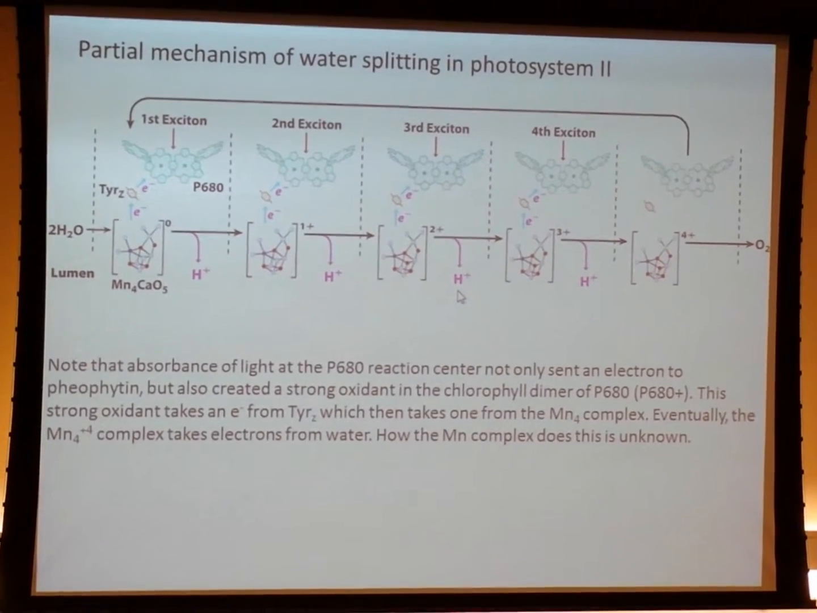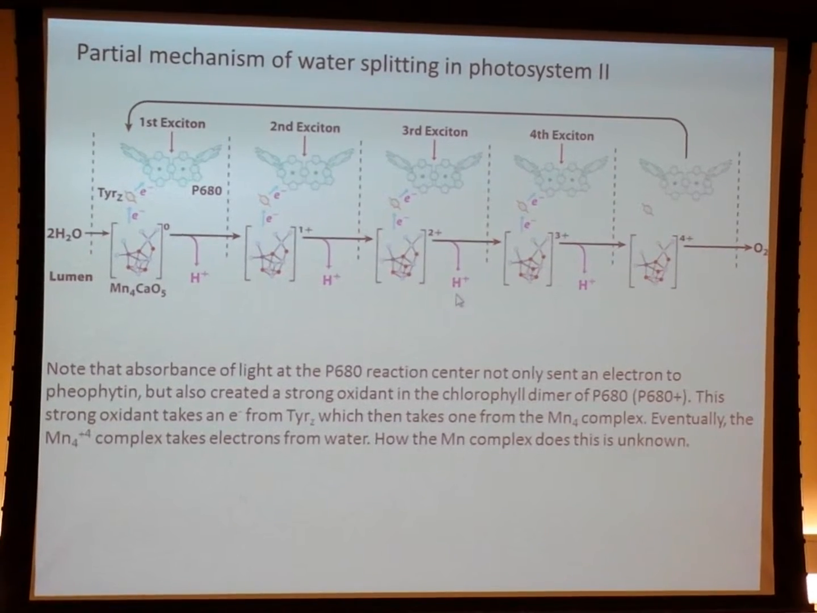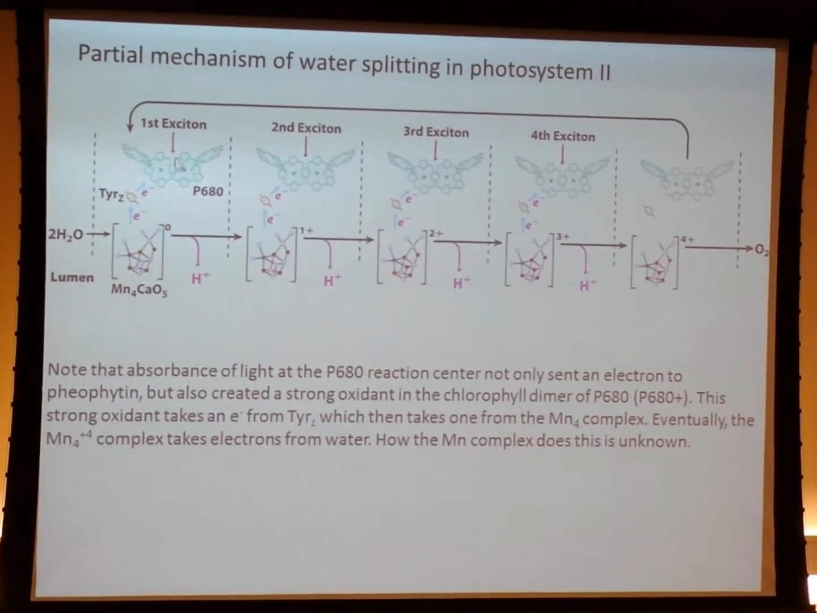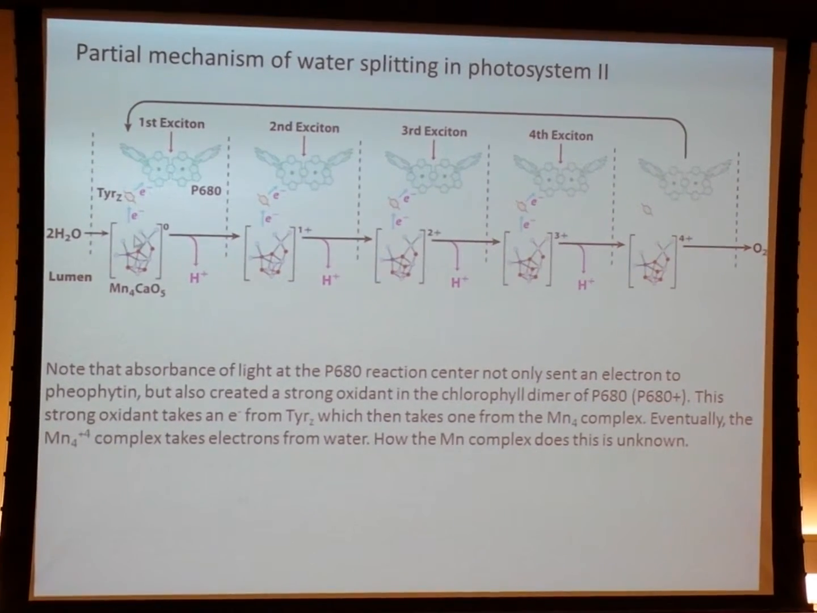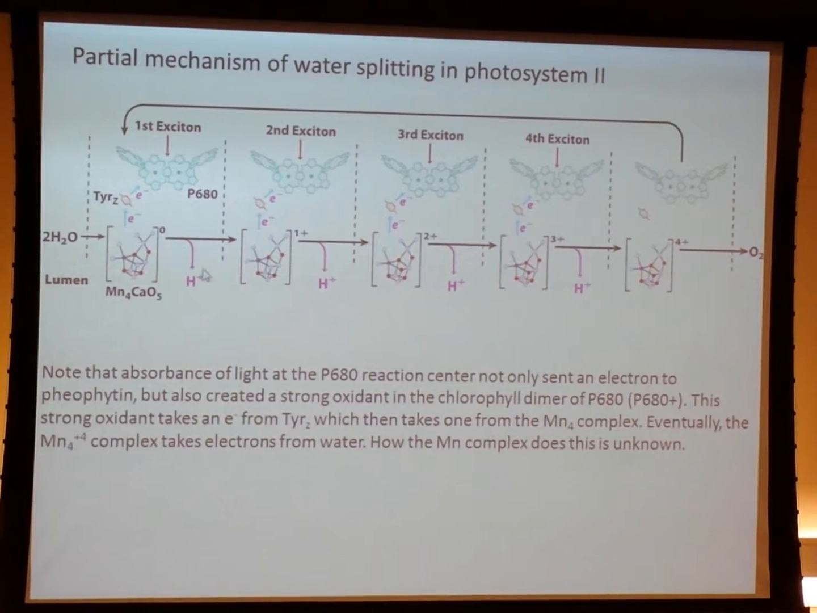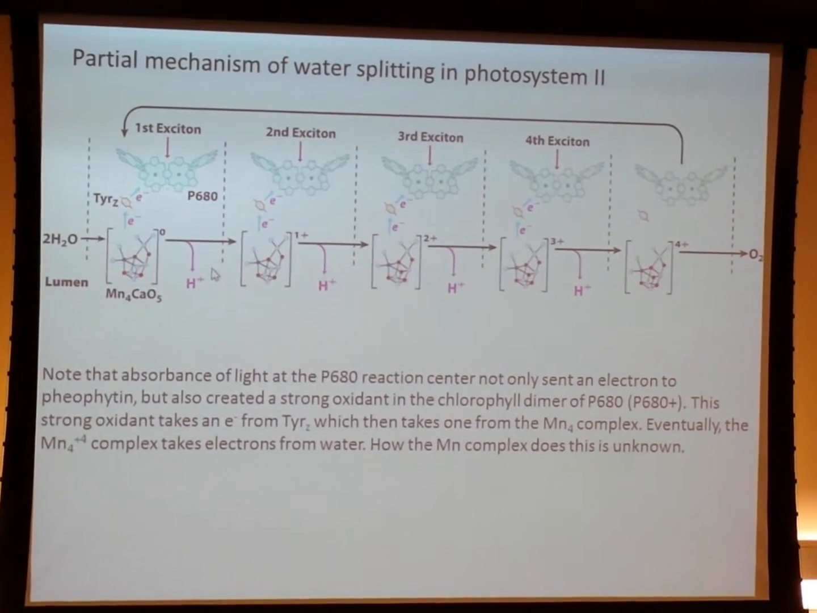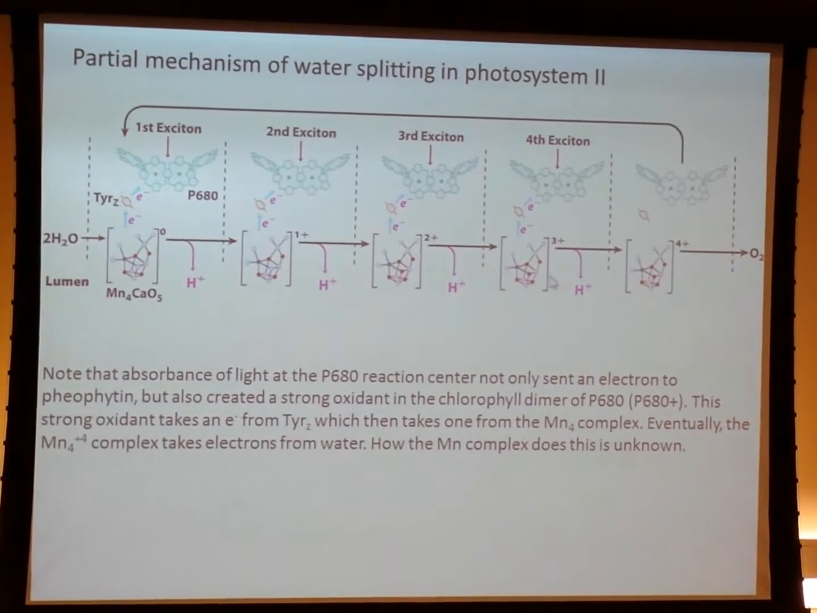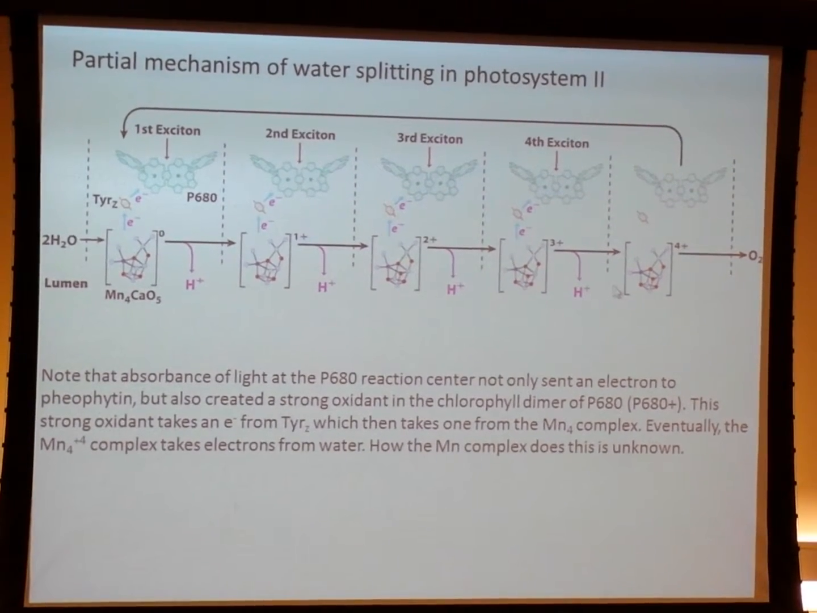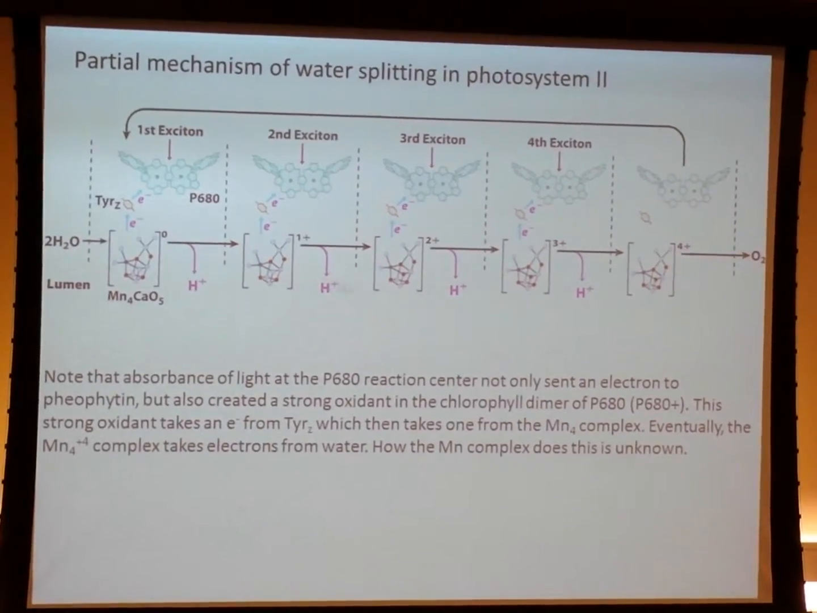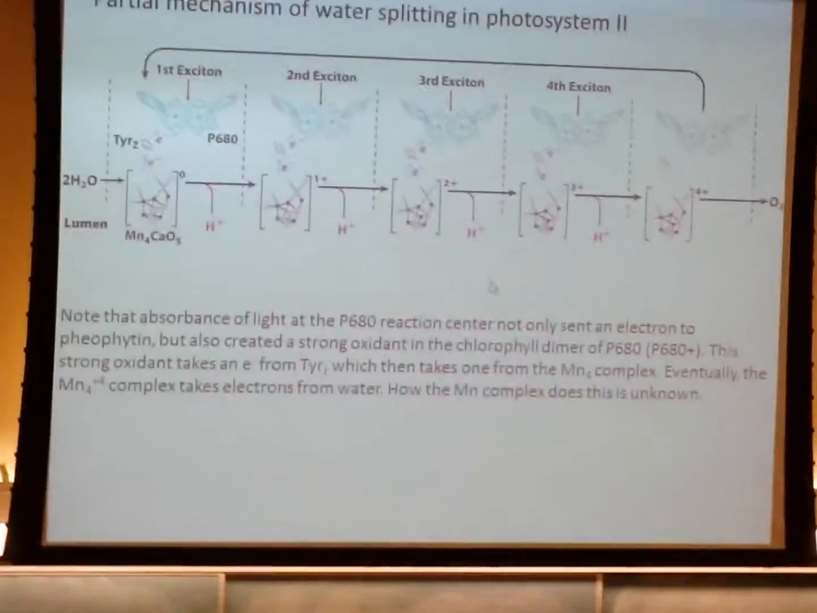Here is a diagram that just says basically this is happening, what we just described, one thing at a time. So an exciton comes on, an electron is being passed from the water, presumably a proton is leaving, but we're not sure exactly when, and this happens 4 times, and we're left with molecular oxygen. But most of this is just one giant electron.